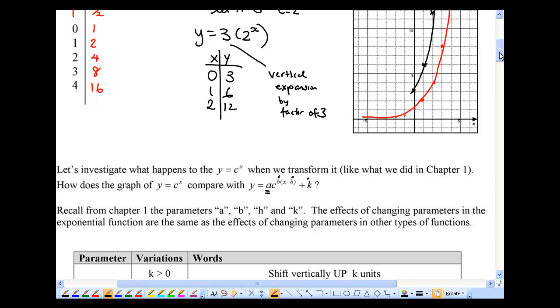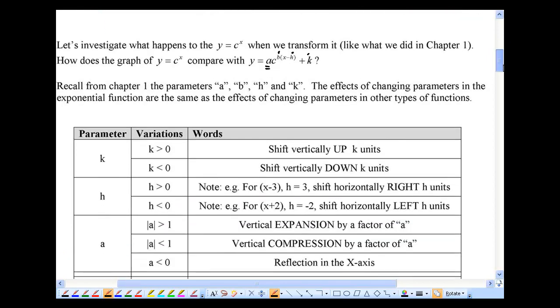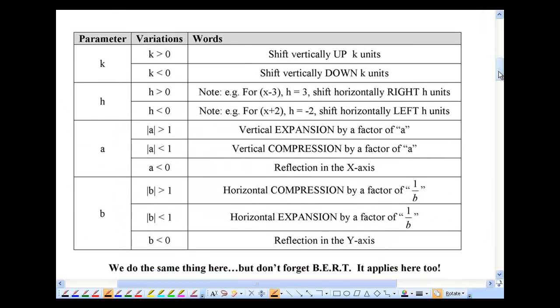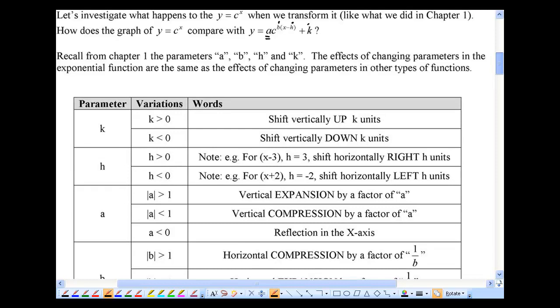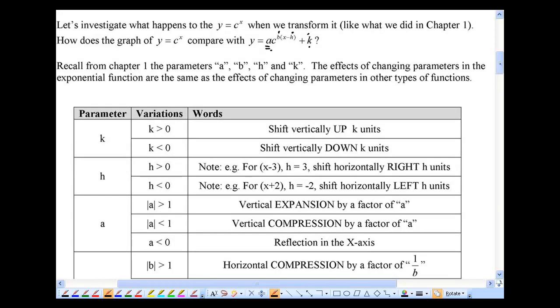These 4 parameters were talked about in chapter 1, and here's a quick summary of all those. Aren't I nice that you don't have to write these down yourself? When k is bigger than 0, remember the a and the k are outside the function, and therefore they affect the y value, and they're normal. It's the b and the h that affect the x, and those are always counterintuitive of what you think they should be. I hope this is a good review for you. I'm not going to go through this, but please read it.